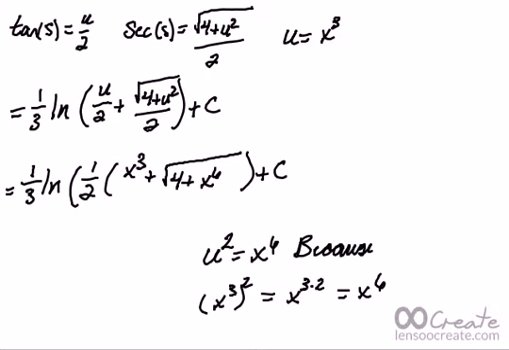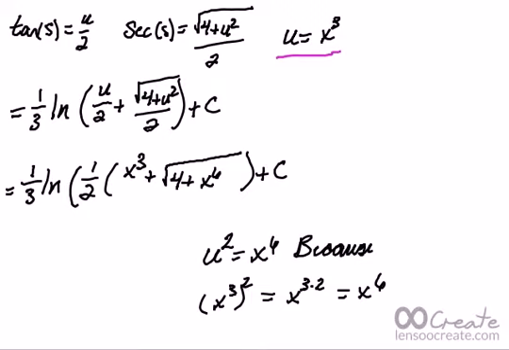Bear with me here, guys. So I just wrote it out over here again. That's tangent of s is equal to u over 2. Secant of s is equal to that square root of 4 plus u squared over 2. What's great about these two fractions is we actually have a common denominator, so that makes it easier on us. I also wrote to remind us that u is equal to x cubed, since we did that a long time ago now. So in the end, we have that this integral is equal to 1/3 the natural log of u over 2, tangent of s, plus the square root of 4 plus u squared over 2, which is secant of s. And like I said, because it's a common denominator down here, I actually put everything over a common denominator.